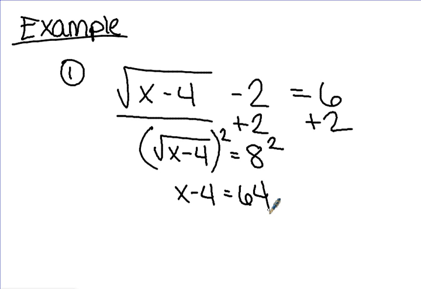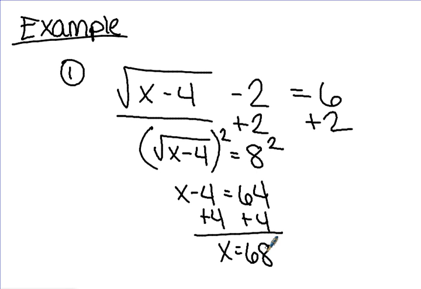Now we have a nice simple equation, x minus 4 equals 64. So to solve for x, we're going to add 4 to both sides. And we've got x is equal to 68. Now this is the answer for x, but we need to check the solution to make sure that it actually is a solution to the equation. Make sure that it will actually make the equation true.